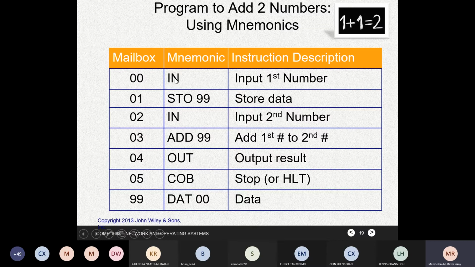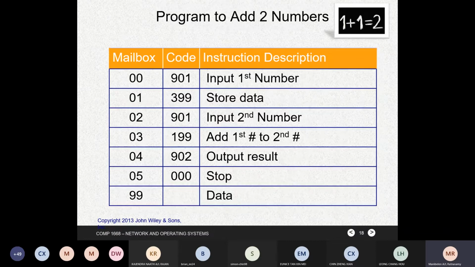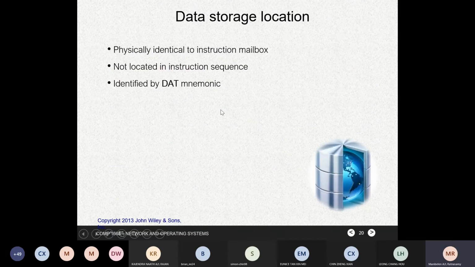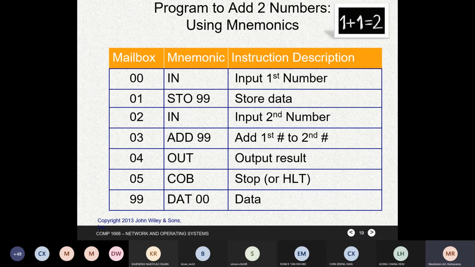So if you ask me, I prefer mnemonic. It's much easier to understand compared to code. As I told you earlier, you have an option: either you can use code to write your assembly language or you can use mnemonic. Okay, I hope you understand such a simple program in writing assembly language using two different formats, either code or mnemonic.